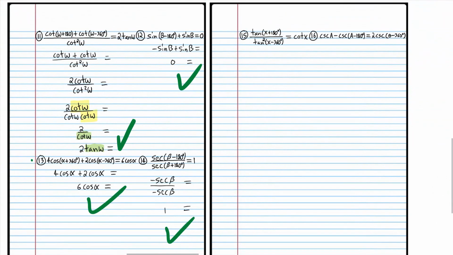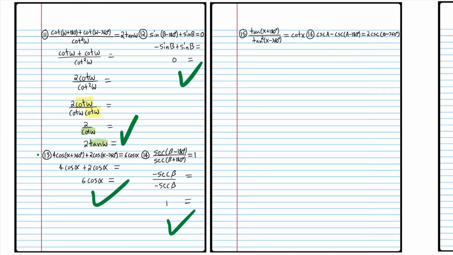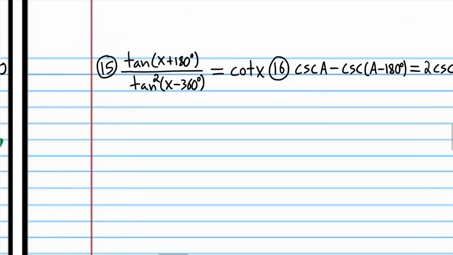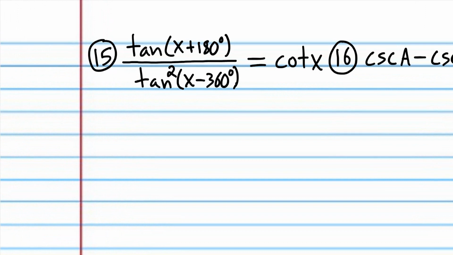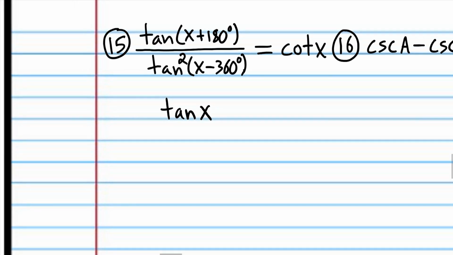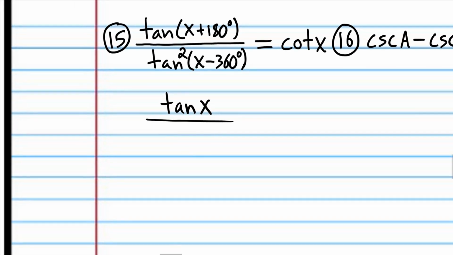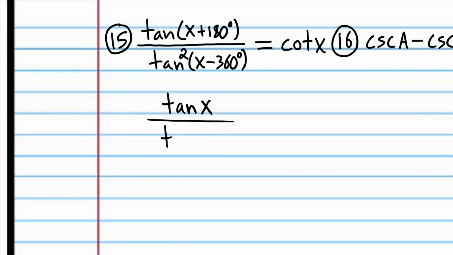Go ahead and try number 15. And when you come back, we'll do it together. Okay, we're back. So when you add 180 to the angle in tangent, it doesn't really change the value of the function. It's just equal to tangent x. And when you subtract 360, that doesn't change the value of the function either.